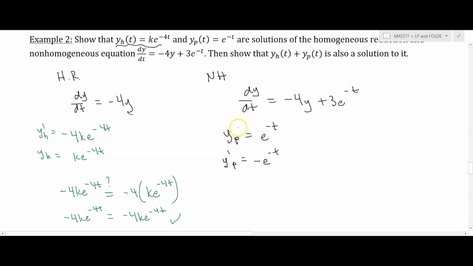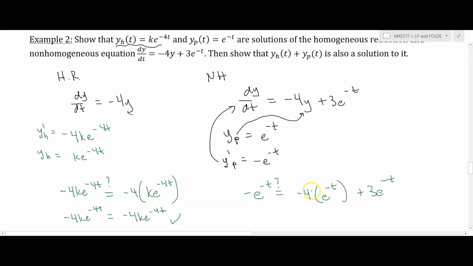And now what I need to do is just plug in y prime up here, plug in y sub p in here, and see if the two sides are equal. So does negative e to the negative t equal negative 4 times e to the negative t plus 3 times e to the negative t?